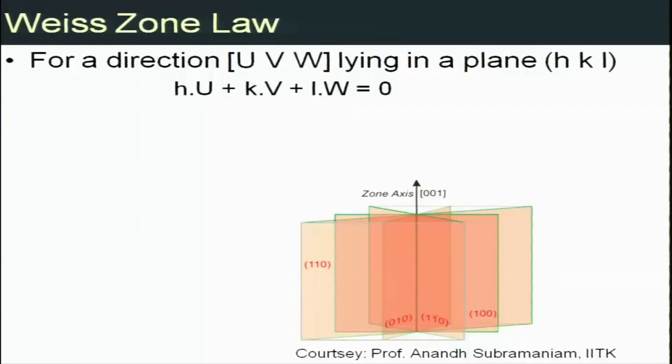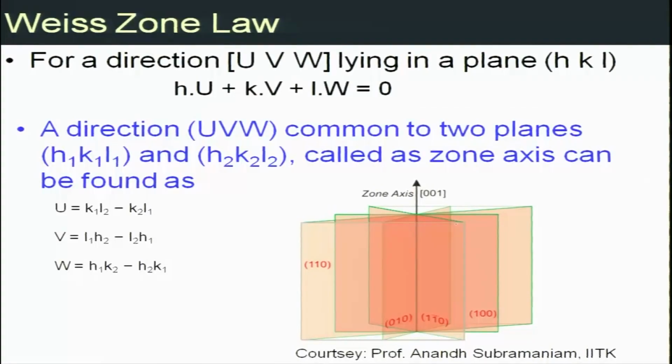Sometimes there may be diffraction pattern spots from a few planes, and you need to identify them. Using the Weiss zone law you can identify which are the spots from one particular plane and which are the spots from another plane, because they must have a common zone axis. So this is of importance in transmission electron microscopy quite a bit.